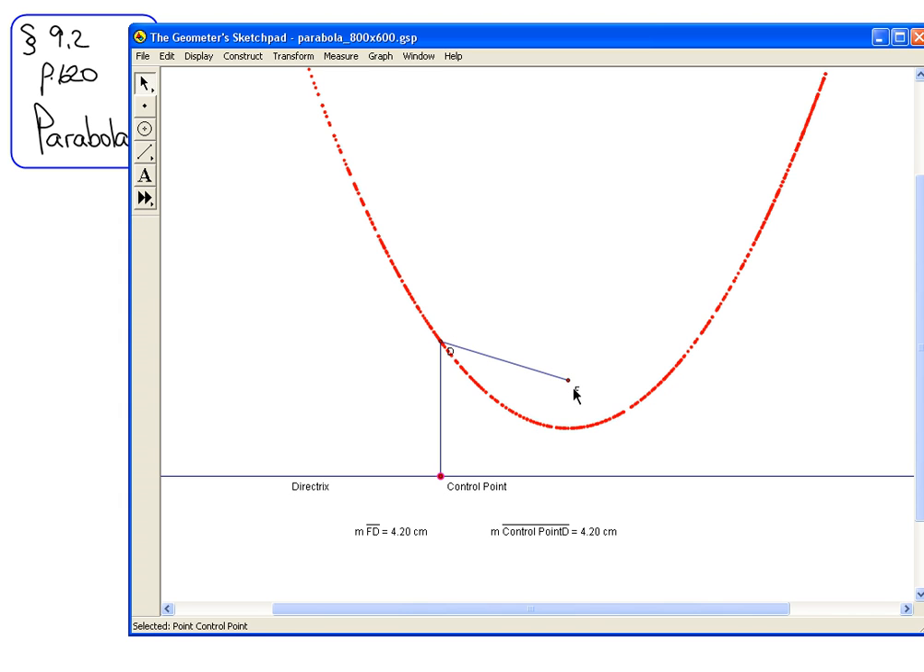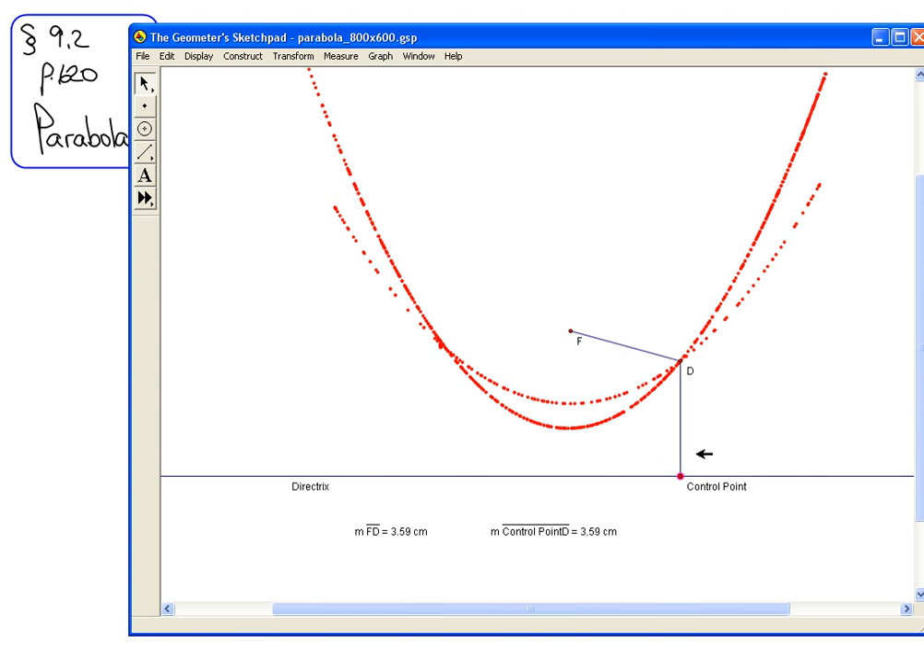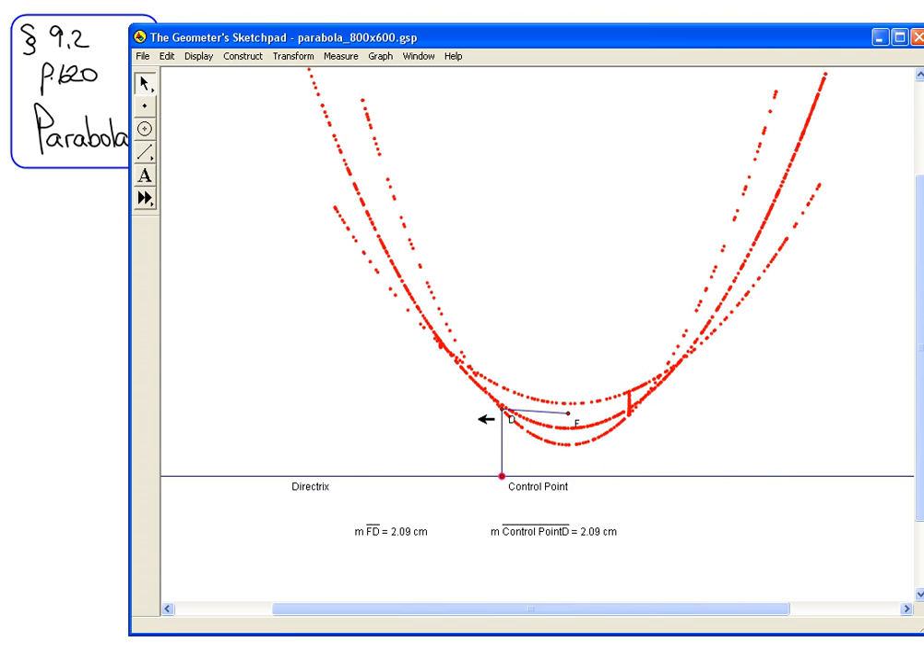How do you change the shape of the parabola? You move the focus relative to the directrix. If I move the focus farther away from the directrix, I get a wider, flatter parabola. If I move the focus closer to the directrix, I get a narrower, skinnier parabola. So does everybody see how those two objects generate this shape?